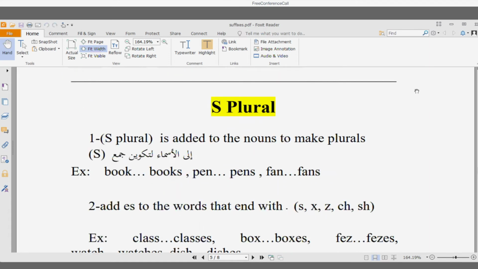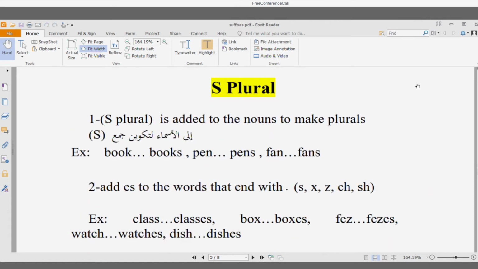عرفنا هسه شنو تعريف السفكسز وعرفنا شنو انواعها. عندي اثنين، عندي الانفلكشنال وعندي الديريفيشنال التصريفيه والاشتقاقيه. اخذنا امثله عن الاضافات الاشتقاقيه واخذنا ايضا امثله على الاضافات التصريفيه. Our main concern is the inflectional ones, which is the first type, and not all of them, actually three of them, which are the most common types of the suffixes, are our concern today.